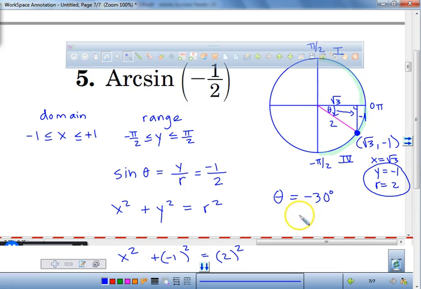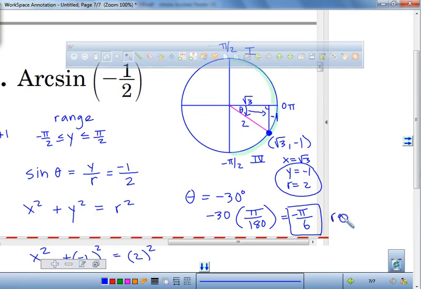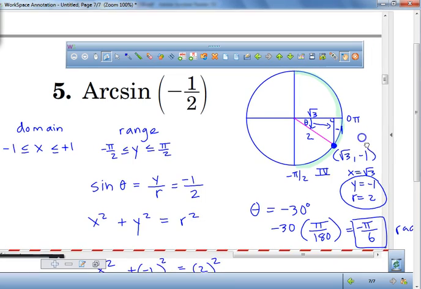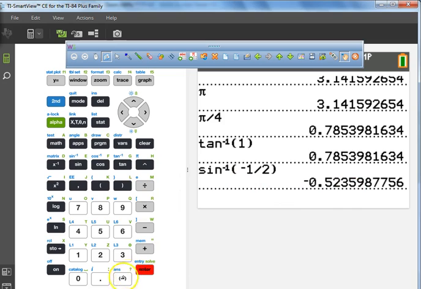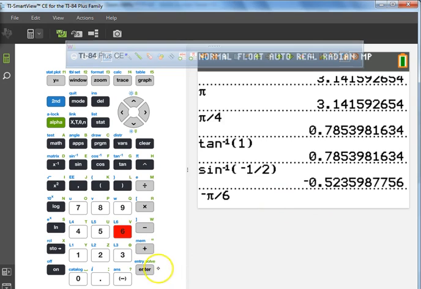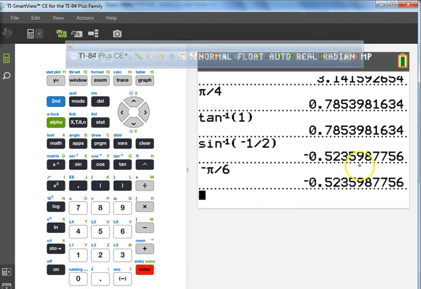But how do I change this to radians? Multiply it by what? Pi over 180, and your final answer is negative pi over 6 radians. Negative pi over 6 radians is your final answer for problem number 5. If you wanted to check it, check this out. I'm going to do negative pi divided by 6, and hopefully you'll see that these right here are the same.